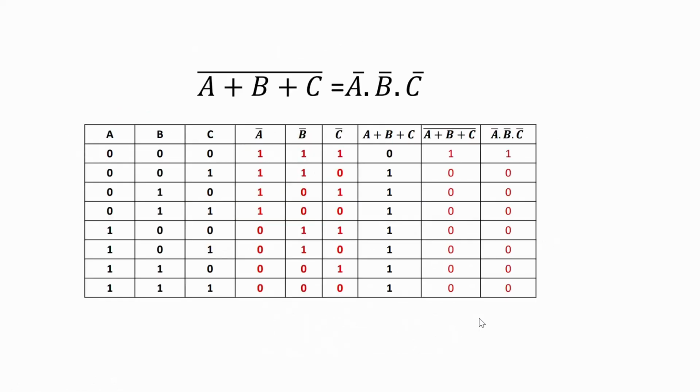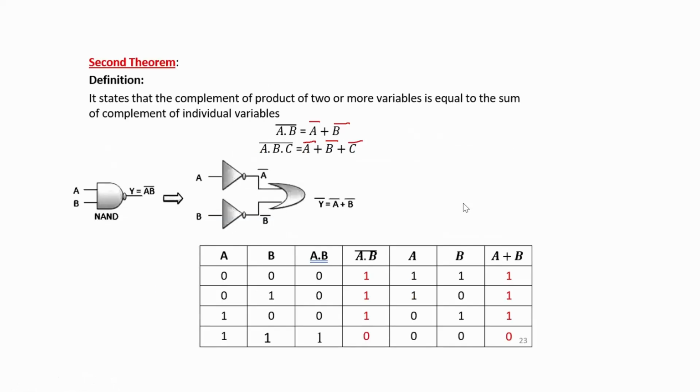And if it is three variables, the formula comes as A plus B plus C the whole bar, which is equal to A bar into B bar into C bar. And for the truth table, since there are three variables, there will be eight combinations from 0 0 0 to 1 1 1. And A bar, B bar and C bar. And for the left side equation, first finding A plus B plus C, and next A plus B plus C the whole bar. And the last column for the right side equation, which is A bar into B bar into C bar. And the answer comes the same for the left side and right side equations. So hence proved. Now we'll see the second theorem.